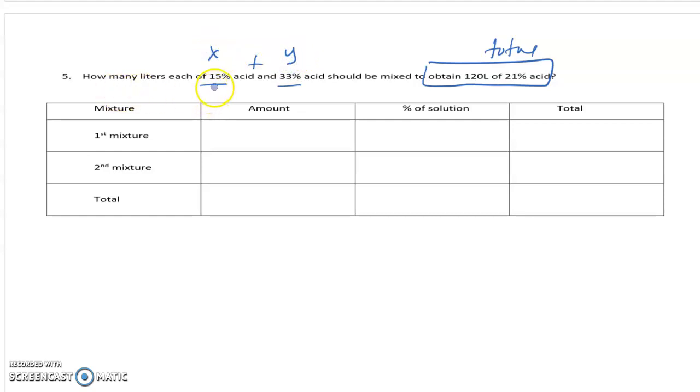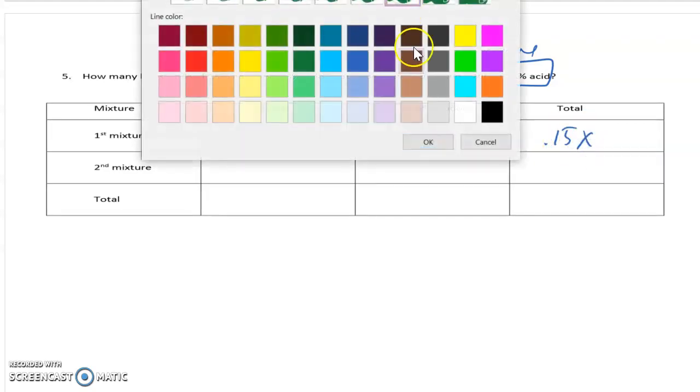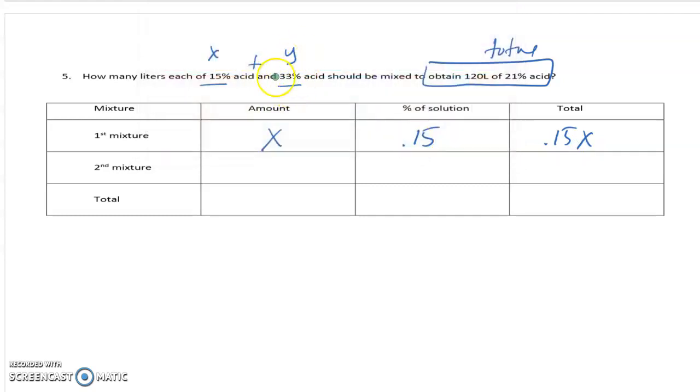So my first mixture is the 15%. Well, I don't know how much, but I know that percentage is 0.15. That's 0.15X. My second mixture, I don't know how much, but I know it's a 33%, and if I multiply that together, and my total should be 120 liters at a 0.21, and if I multiply these two together, I get 25.2.